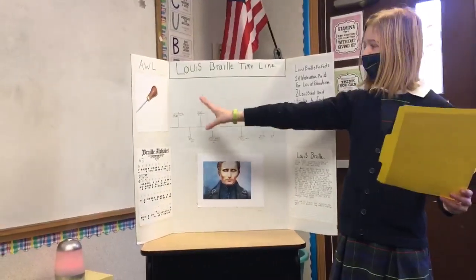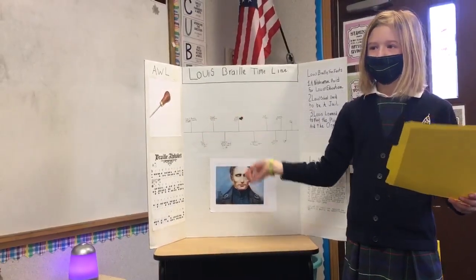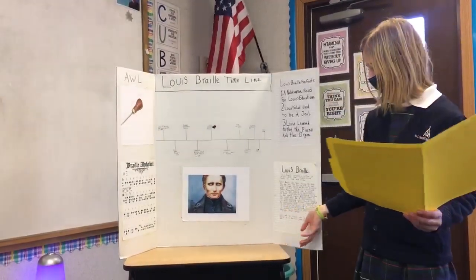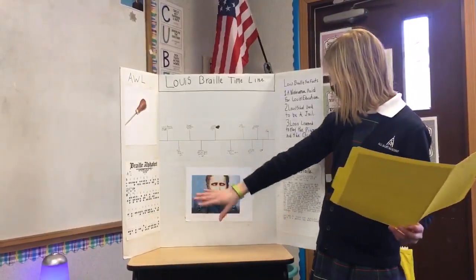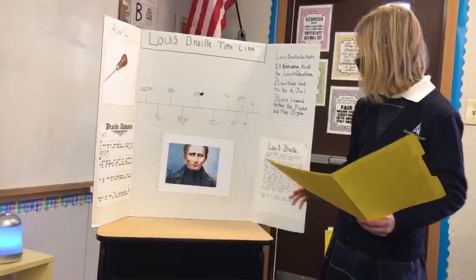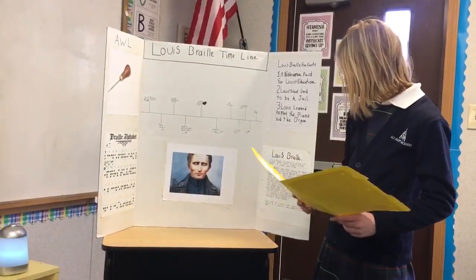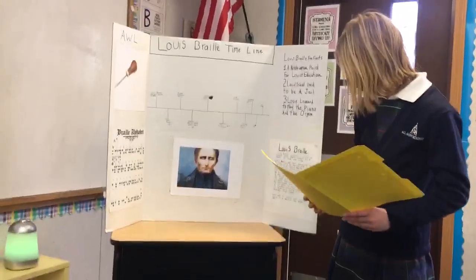I have an awl, which caused him to be blind, and also, very interestingly, helped him make the Braille alphabet. I have the Braille alphabet, a picture of Louis, some fun facts, which are a noblewoman paid for Louis' education. Louis' school used to be a jail, and Louis learned to play the piano and the organ.